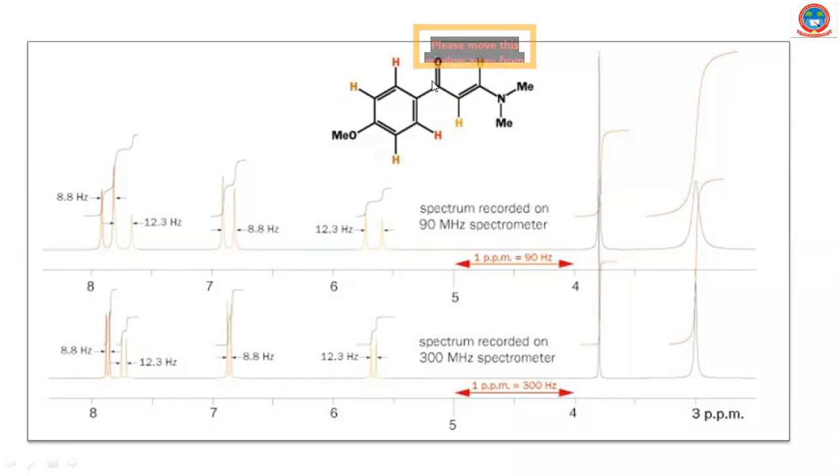Now you see, this carbonyl is here and the methoxy is here. Which is the electron withdrawing group? The carbonyl is the electron withdrawing group. Yes, very good. So which will appear at a higher value, this H or this H?